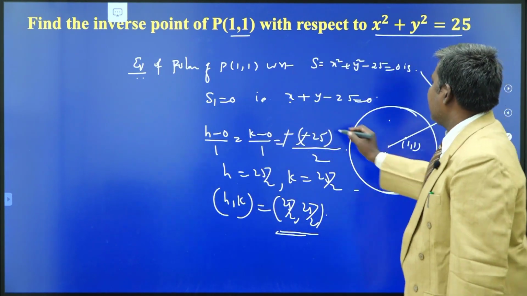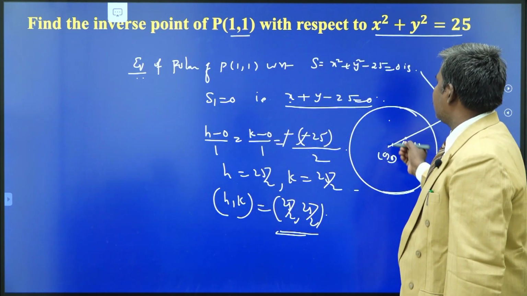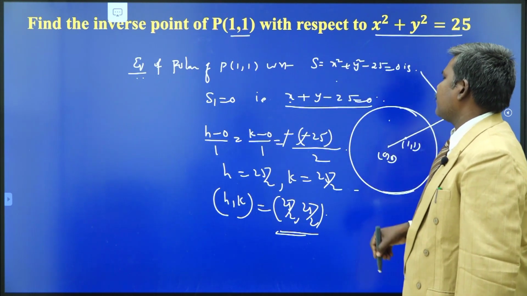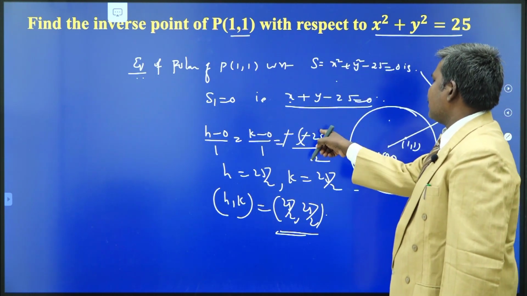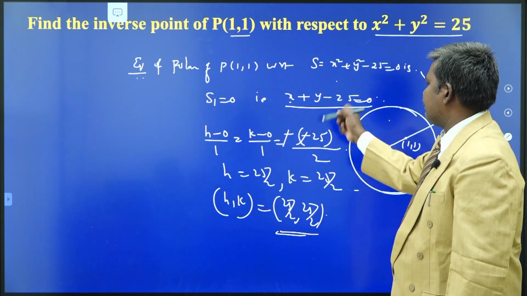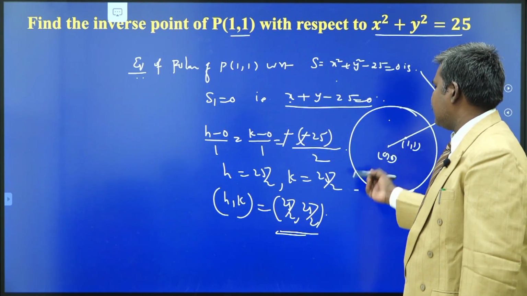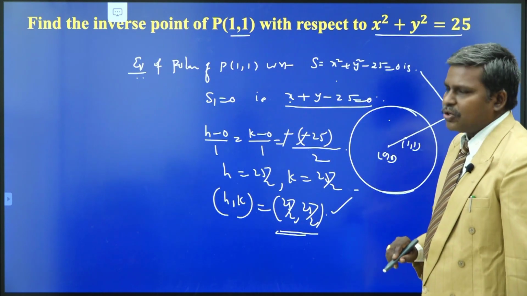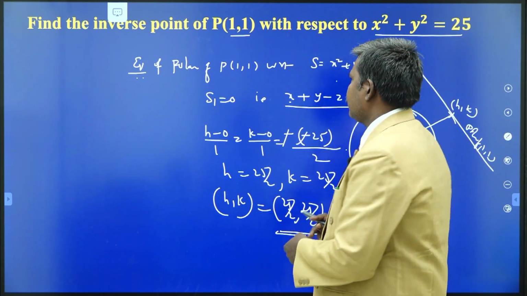What is your polar? X plus y minus 25 equal to 0. Take origin, find the foot of perpendicular. Minus of (ax1 plus by1 plus c) by (a square plus b square), 1 plus 1, 2. That is minus minus gets cancelled, 25 by 2. 25 by 2 comma 25 by 2.